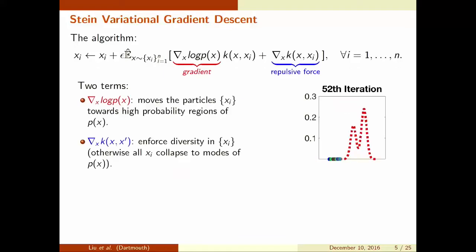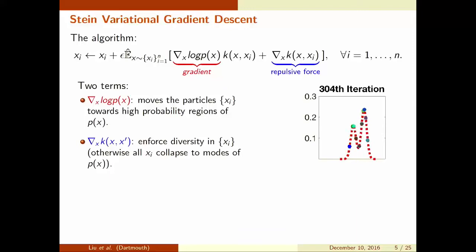Let's take a closer look at this formula. It has two terms. The particles are driven, on one hand, by the gradient information, which forces the particles to move towards the high probability region of the posterior. And we also have a repulsive force that enforces the particles to be different from each other. This is what Bayesian inference requires: diverse particles to get a nice quadrature approximation.